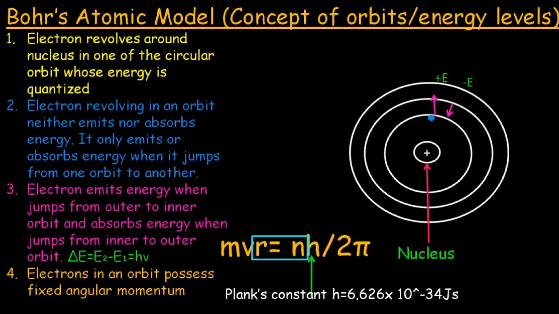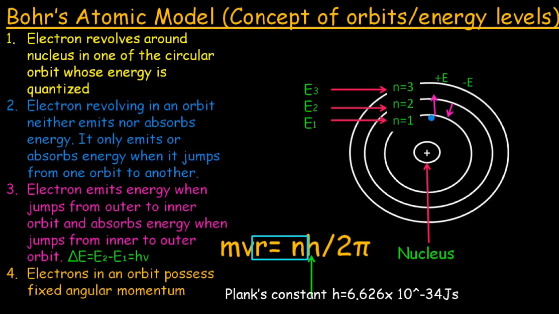The orbit closest to the nucleus has a principal quantum number 1. Outside the first orbit, the second orbit has principal quantum number 2. For the third orbit, it is 3, and it goes on ascendingly moving away from the nucleus. As every orbit has fixed energy, the energy of the first orbit is E1, for the second orbit it is E2, and for the third orbit it is E3.